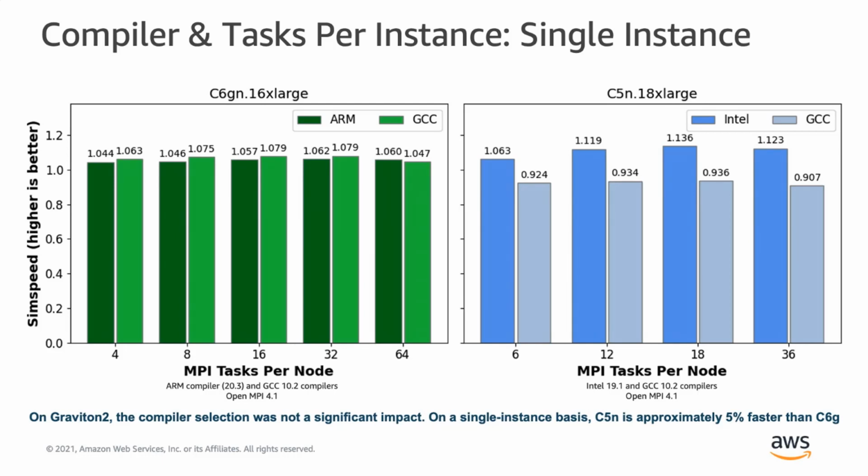The other thing I want to point out is that on a single instance basis, you can see the C5N is a little bit faster. The best speed on the Graviton2 node here was 1.079 versus 1.136. So it's maybe about 5% faster than the Graviton node. The next part is, how does this change when we scale it up?